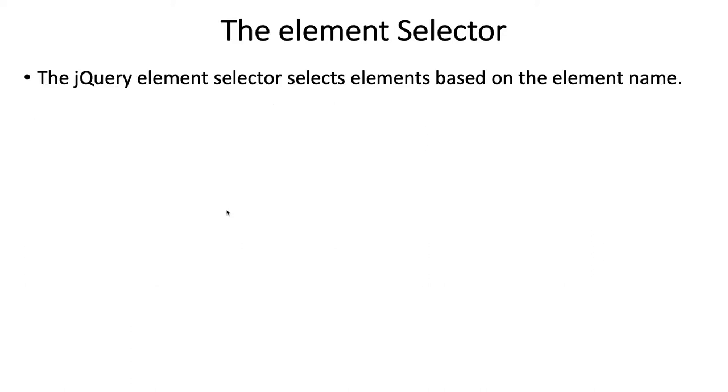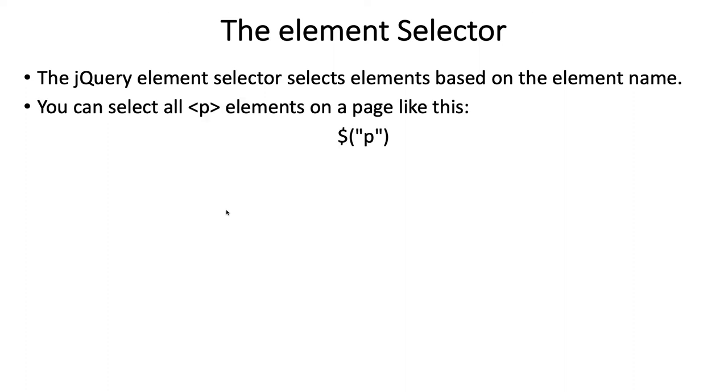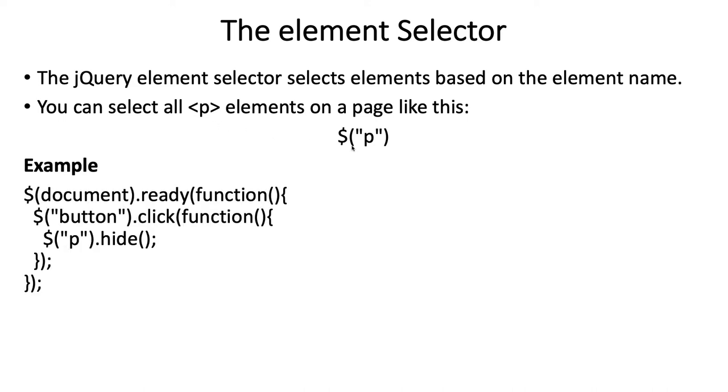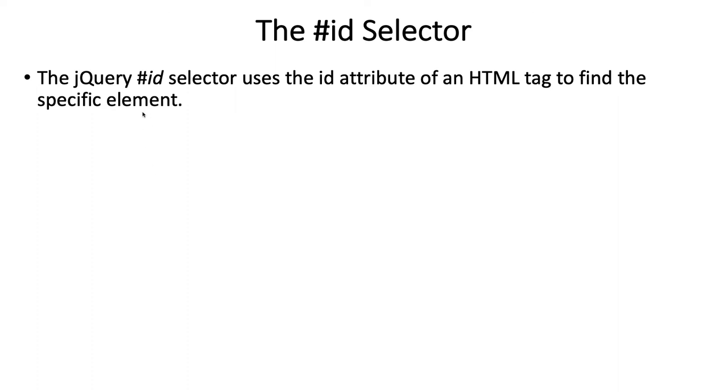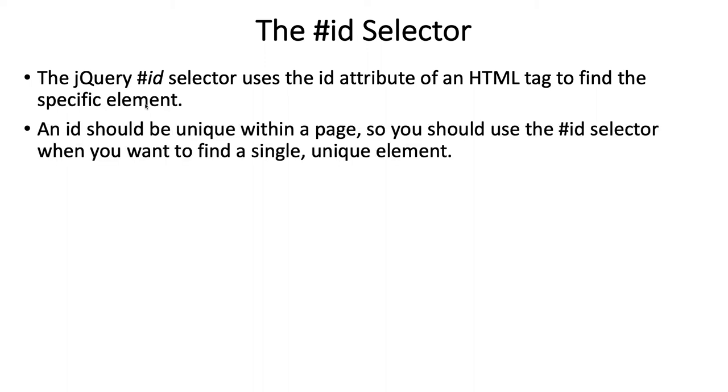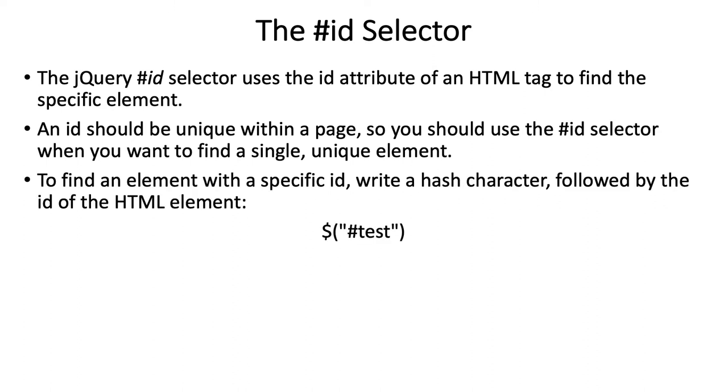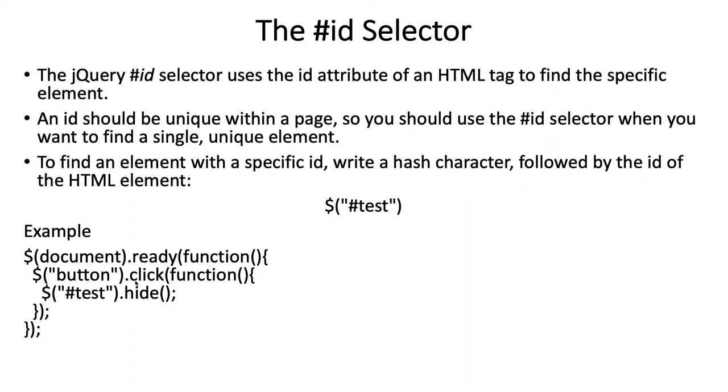The jQuery element selector selects elements based on the element name. All right, and so we can select all the paragraph elements this way, like we showed you. And here's an example. The dollar ID selector finds a specific element based on the ID. An ID should be unique within a page, so you should use the ID selector when you want to find a single unique element. So it would look like that. And here's an example of doing that.